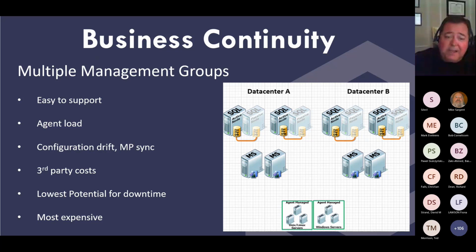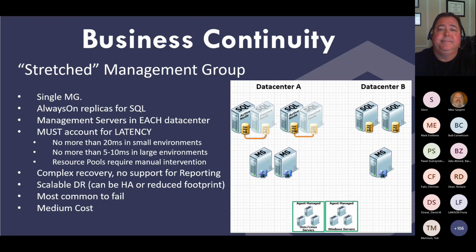The nice thing, a big upside, is it has the lowest potential for downtime because it's just 2 totally independent groups. And then another downside is it's the most expensive solution because it literally is double the resources, twice the managed servers, twice the SQL servers, twice the gateways. Whether you do HA or not is irrelevant in this. It's going to be double the cost of whatever you do between the 2 management groups.